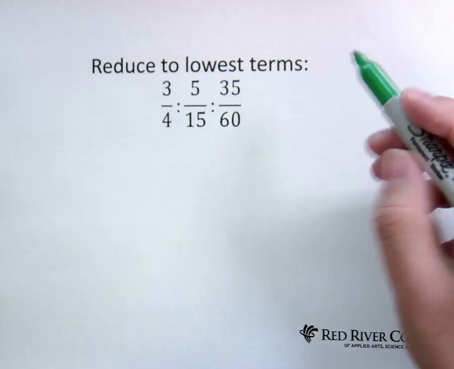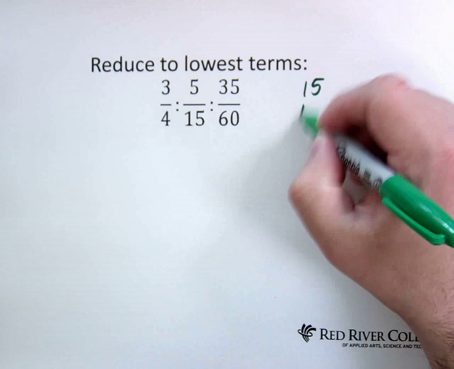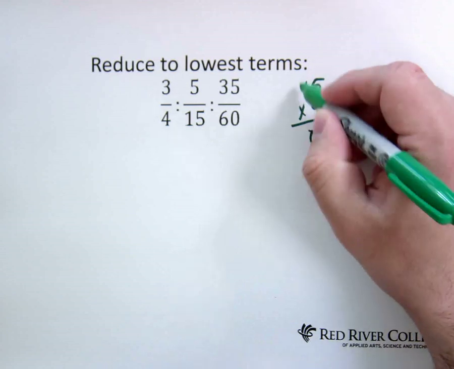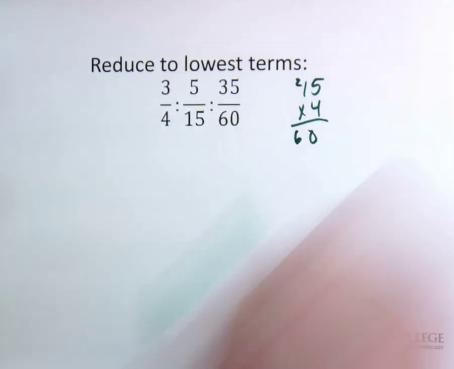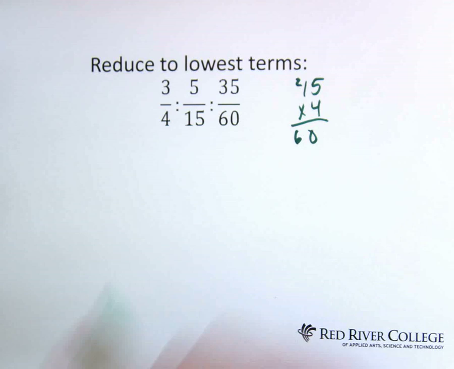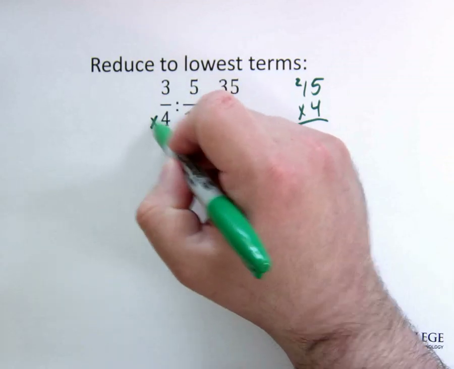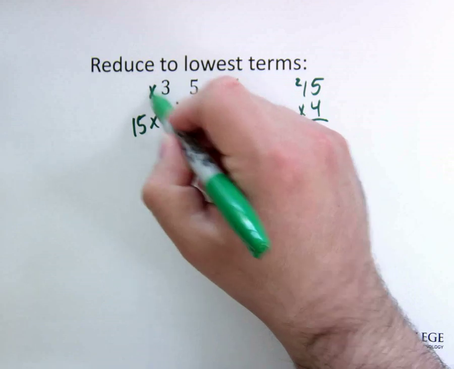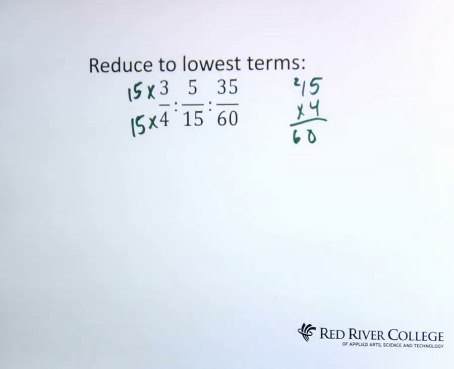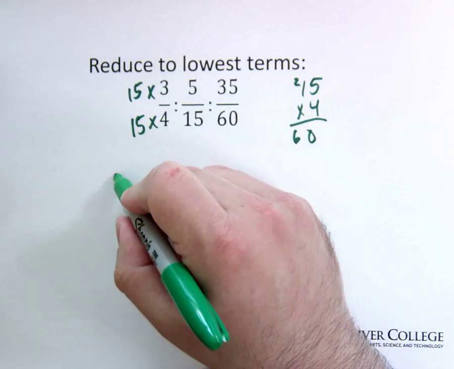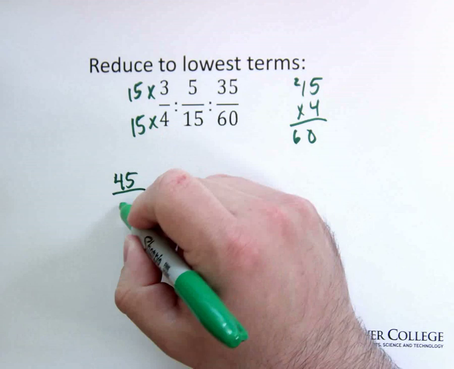And if you multiply 15 times 4, you find that it is 60. So since this first one is 4, we want to multiply it by 15. But you also need to multiply the top by 15. So you multiply the top and the bottom by 15. So 15 times 3 is 45, and 15 times 4 is 60.